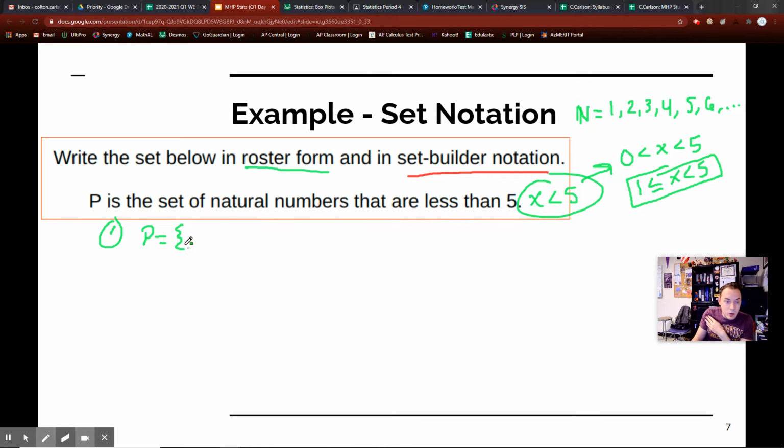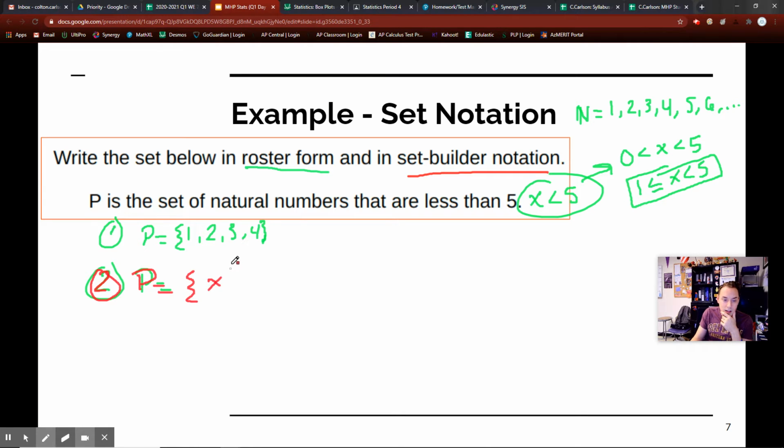So let's write this down in roster form. Numbers that are less than 5, but are also natural numbers: 1, 2, 3, 4, and we're not going to include 5, right? Because it doesn't say including 5, which is why I don't have an equal to sign right here. So that's it. That's right. So what's step 2? Well, step 2 is going to be my set builder form. Actually, I want to do this in red here. Step 2, sorry, my set builder form.